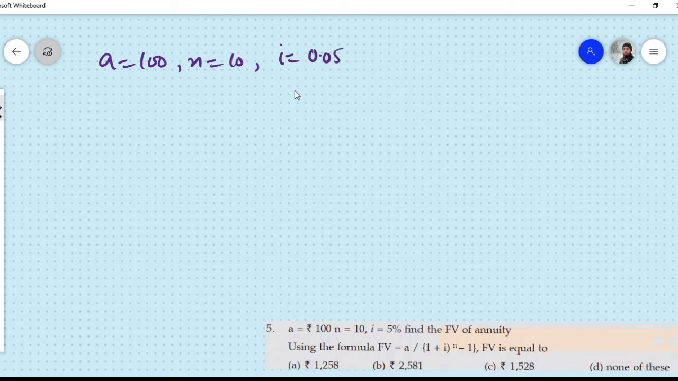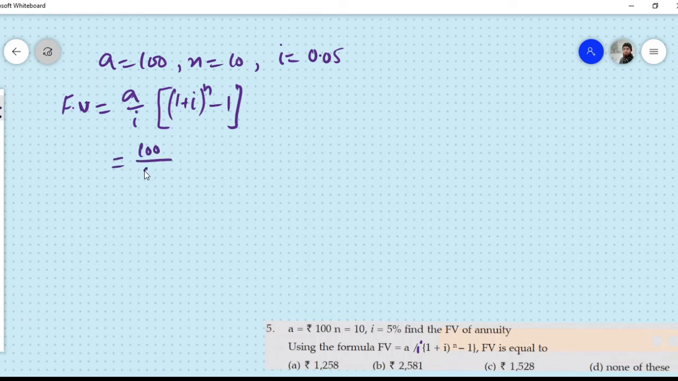After substituting the values, we get future value is equivalent to A divided by I into 1 plus I power n minus 1. Here you should note this is I. Therefore, we will substitute the given values. It will be 100 divided by 0.05 into 1.05 powered by 10 minus 1.